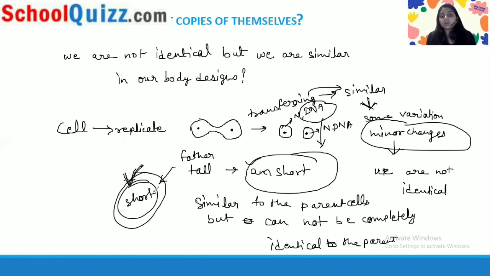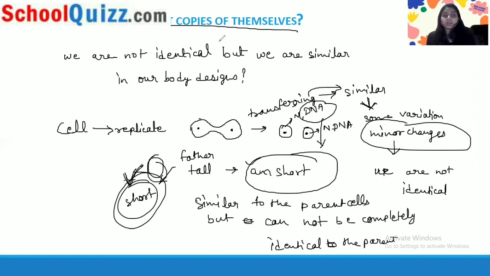Some persons are fair, some are brown, some are tall and some are short. These are the variations in human beings or populations, because organisms do not create exact copies of themselves, but they are similar in their body designs. So this is the answer to this question. I hope I could make this topic clear.